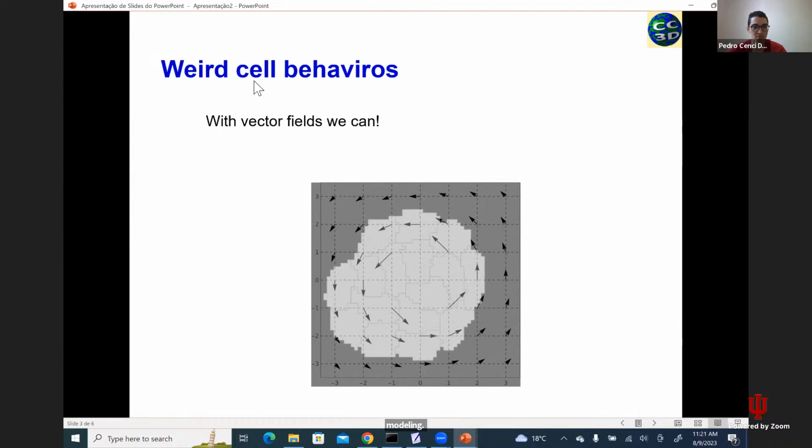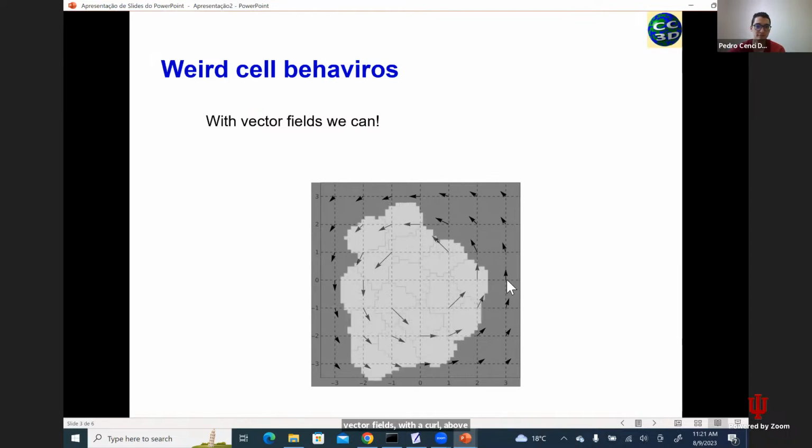Yeah, so let me just show you the answer here. So with vector fields, with a curl above 0 in 0, you can model this type of behavior. So for example, the cells are sensing the orientation of the lattice and they move accordingly.